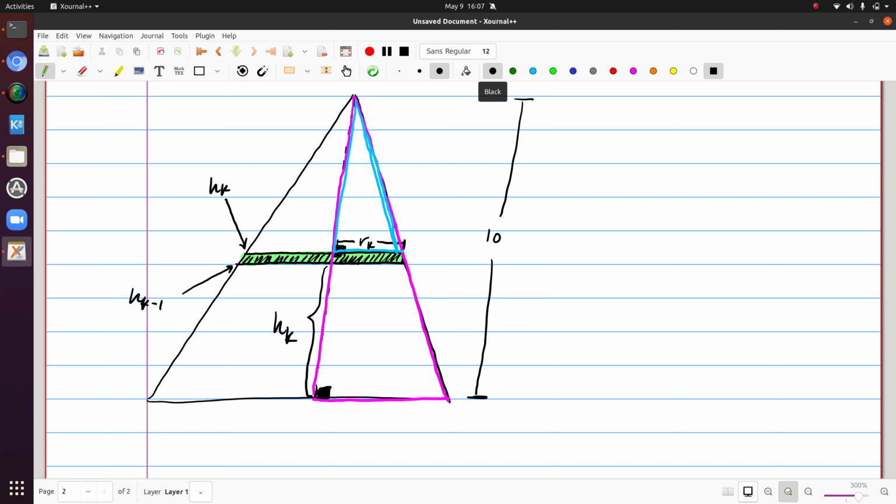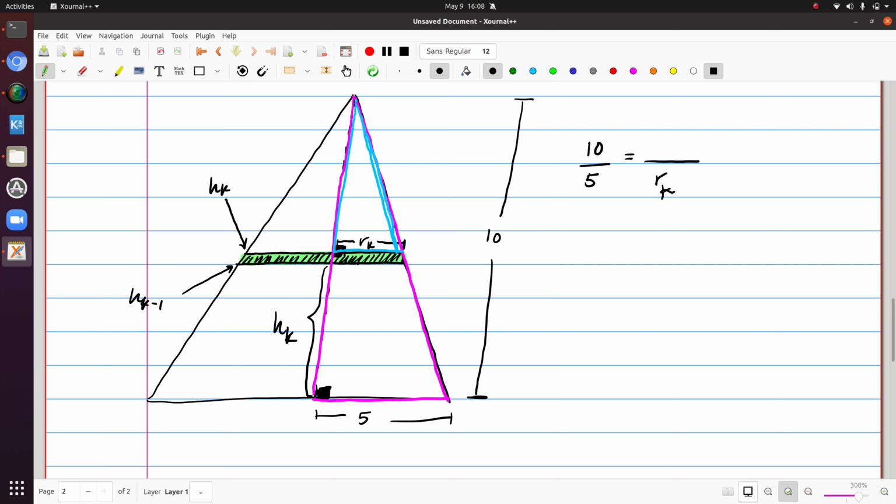For similar triangles, we can take advantage of side ratios being equal. So for the big triangle, we know that the height of the pink triangle is 10 and the base length is 5. Just remember that was given in the problem. So that should equal the height of the blue triangle divided by the base of the blue triangle. Now the base is r sub k. You can see that very clearly.